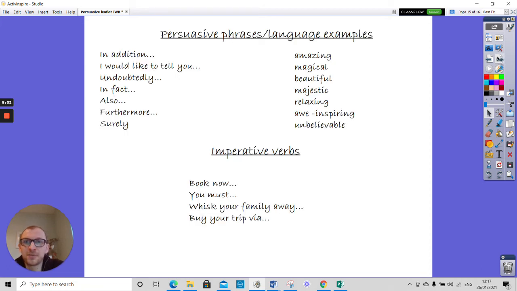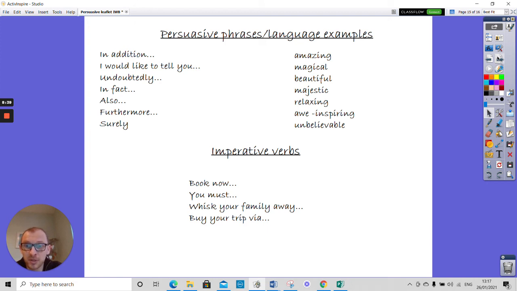On here, I've given you some persuasive phrases or language examples that you may want to include. You can also research your own. So we've got, in addition, I would like to tell you, undoubtedly, in fact, also, and furthermore, and surely, as sentence starters. Then we've got amazing, magical, beautiful, majestic, relaxing, awe-inspiring, unbelievable. And imperative verbs, which are bossy verbs, which are a really good type of verb to use when you're trying to persuade somebody. You've got to try and use them in the right way, not come across rude though.